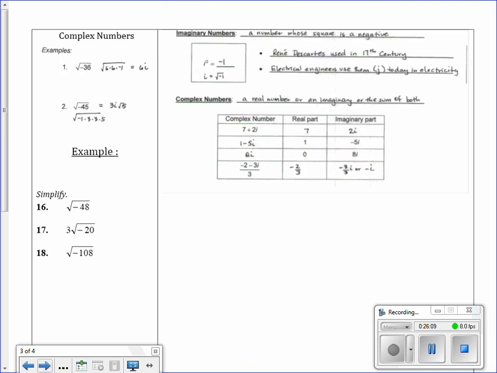Now, the final page of your notes gets into those imaginary numbers. If you would, please, what I'd like you to do is to take a look at this, explore it on your own, and see if you can come up with anything on your own. We'll talk about this in class.